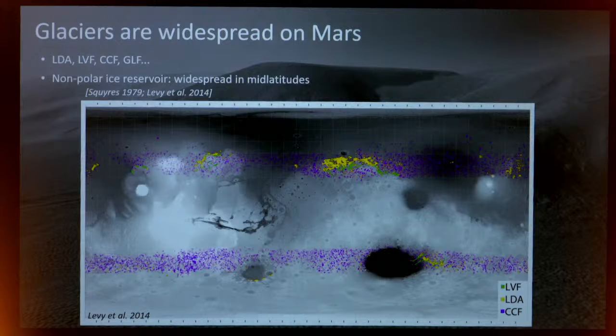So, like we just heard from Noé, glaciers are widespread on the surface of Mars. We have features that we call LDA, LVF, CCF, GLF, all the nice acronyms for basically debris-covered glaciers. They're a non-polar, pretty large ice reservoir, widespread in the mid-latitudes. Everything you see here in a color is an ice deposit. So we're looking at that mid-latitudinal ice.